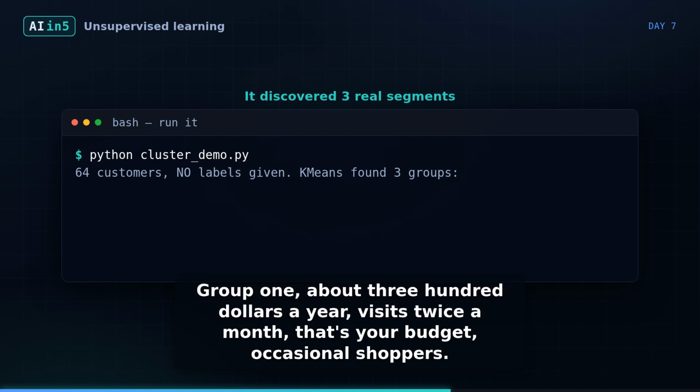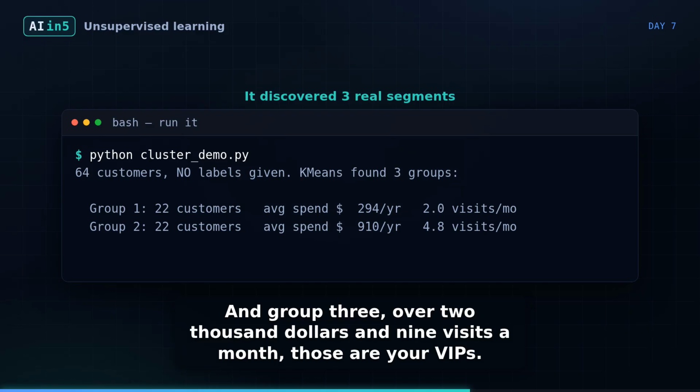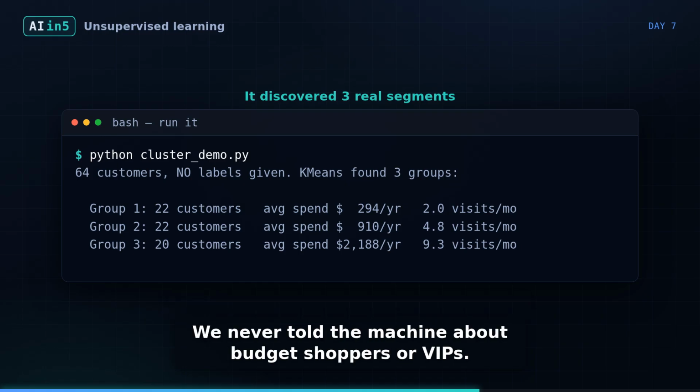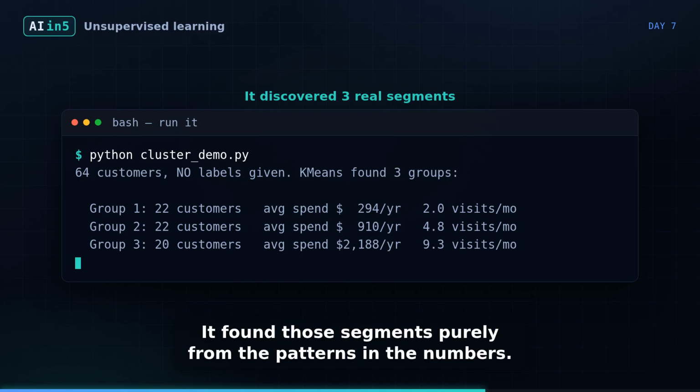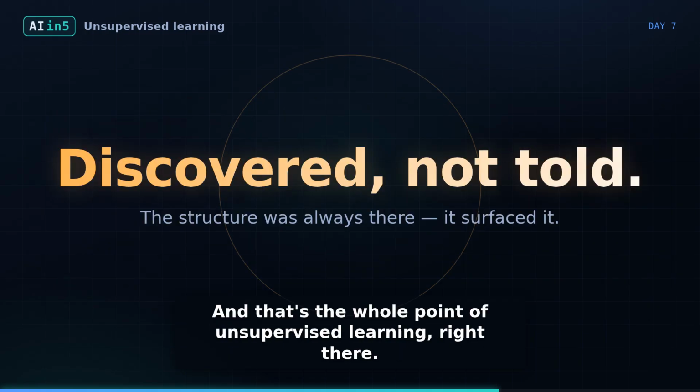Group 1, about $300 a year, visits twice a month. That's your budget, occasional shoppers. Group 2, around $900, visits weekly, your steady regulars. And Group 3, over $2,000 and 9 visits a month. Those are your VIPs. We never told the machine about budget shoppers or VIPs. It found those segments purely from the patterns in the numbers. That's a real, useful business insight, discovered automatically.